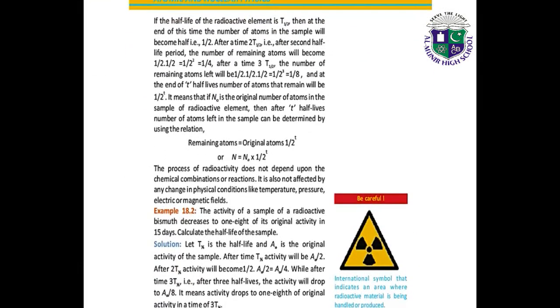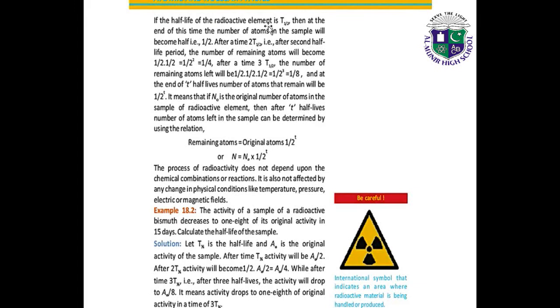Next, students, we have more information about the half-life. If the half-life of the radioactive element is T half, then at the end of this time the number of atoms in the sample will become half. After a half-life period, the number of remaining atoms will be half. It means that if N0 is the original number of atoms in the sample of radioactive element, then after T half-lives, the number of atoms left in the sample can be determined by using the relation.